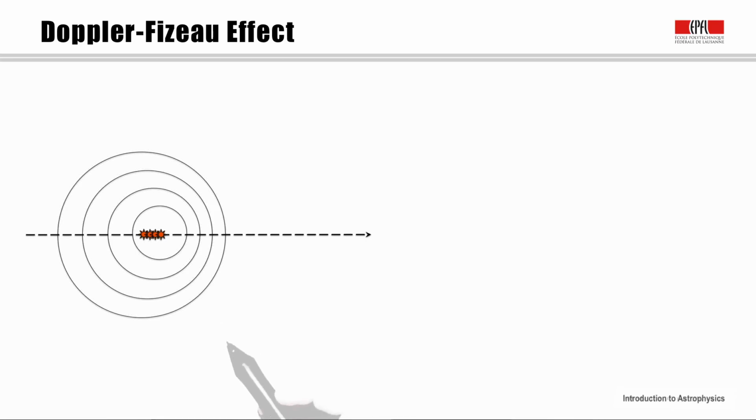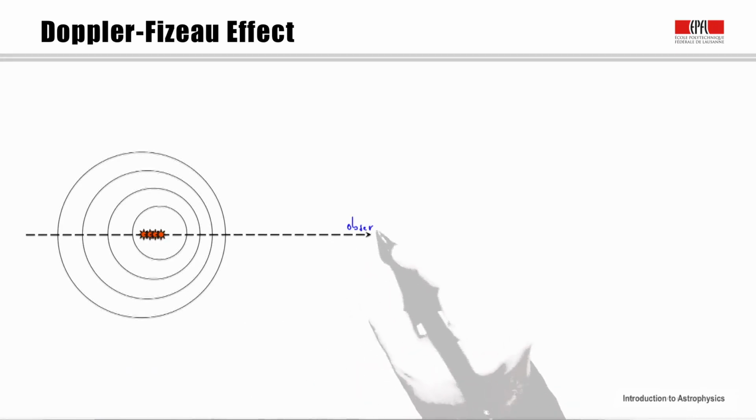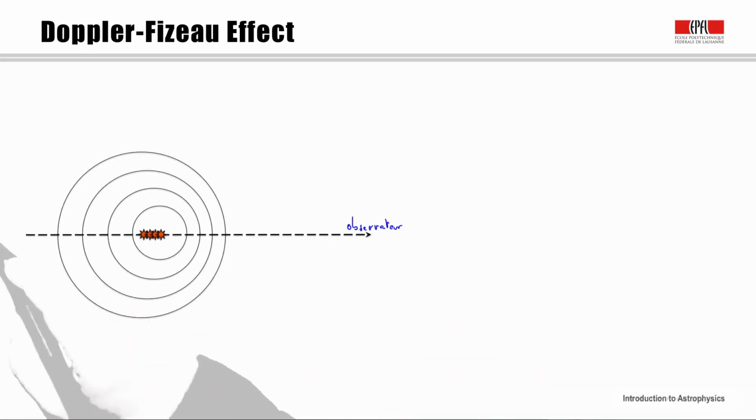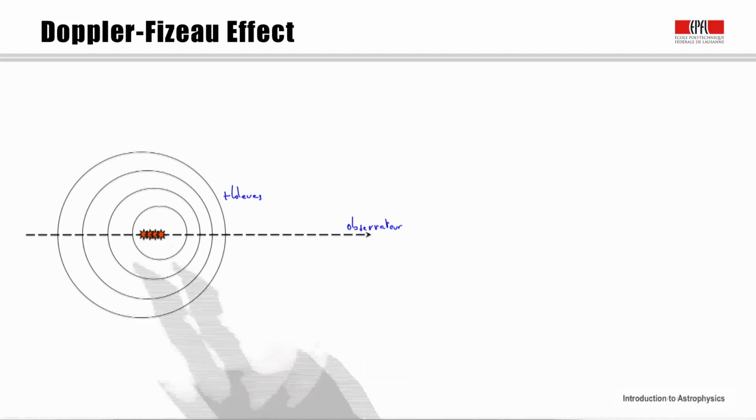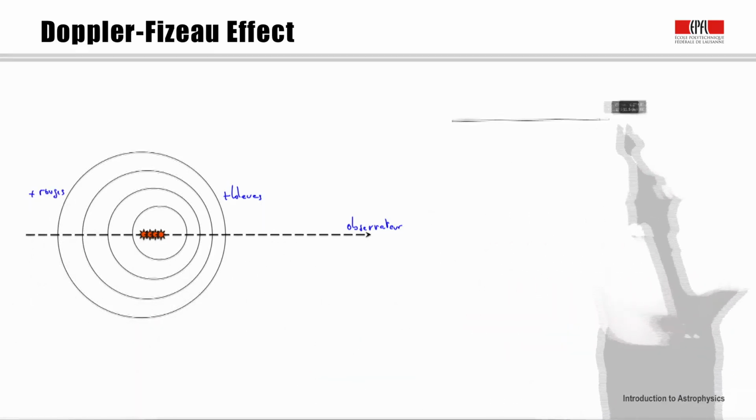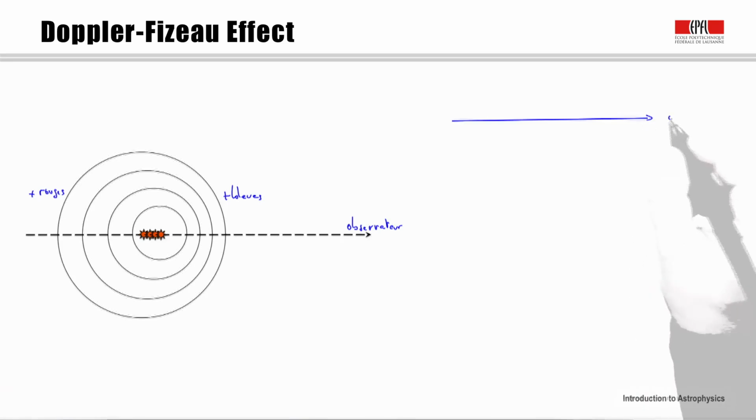It can be noticed that the wavefronts are closer to each other toward the observer, and further from each other in the opposite direction. How does it work? Here, the wavelengths will appear bluer, and here redder.